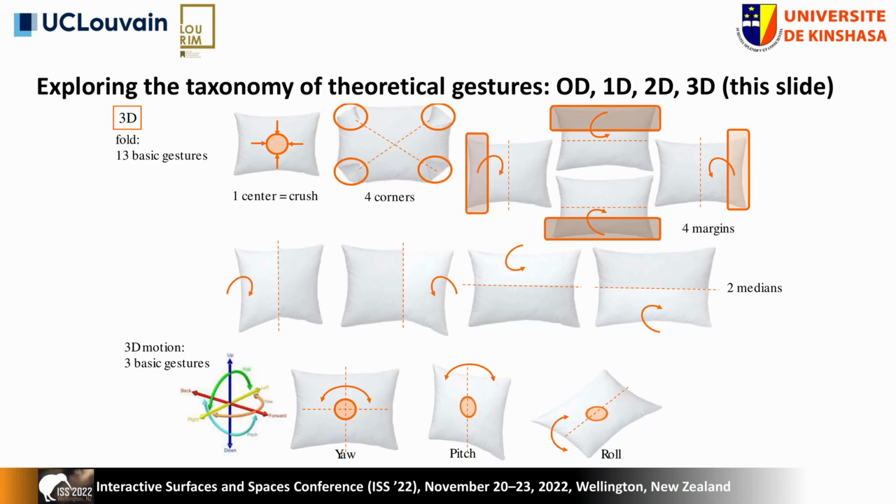We also defined a taxonomy of squeeze gestures consisting of four main categories: 0D, 1D, 2D, and 3D. 0D gestures are limited to applying pressure on one or several points of the object, while 3D gestures can consist of any motion in space of the squeezable object, such as folding it.